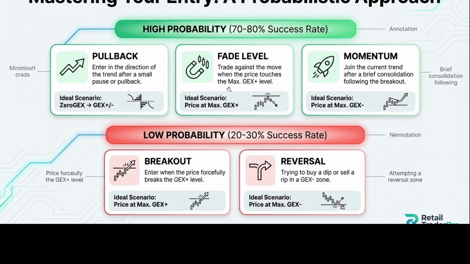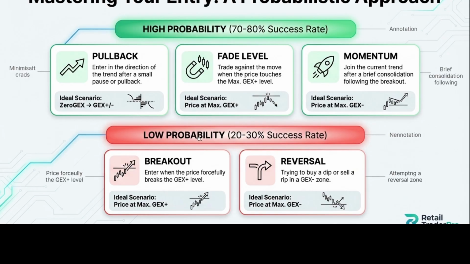But what about if price is at the max positive gamma level? You can fade the level, trade against the move when the price touches the max GEX positive level. But what happens if price breaks the max GEX level? Join the current trend after brief consolidation following the breakout. What about the low probability? 20 to 30% success rates.